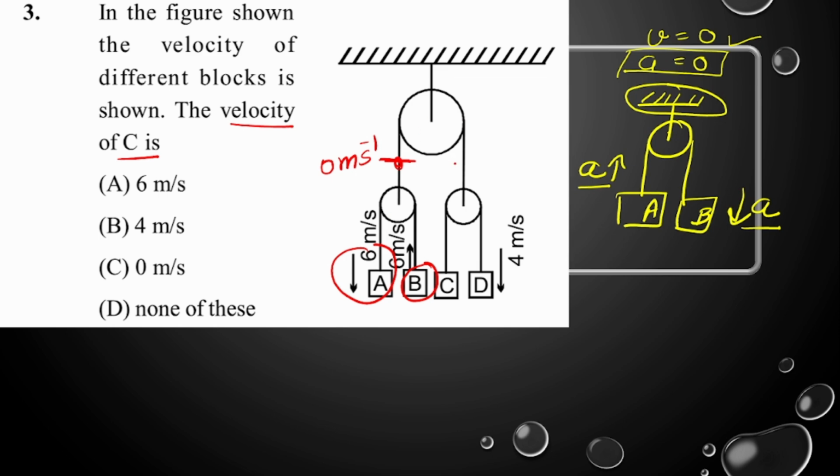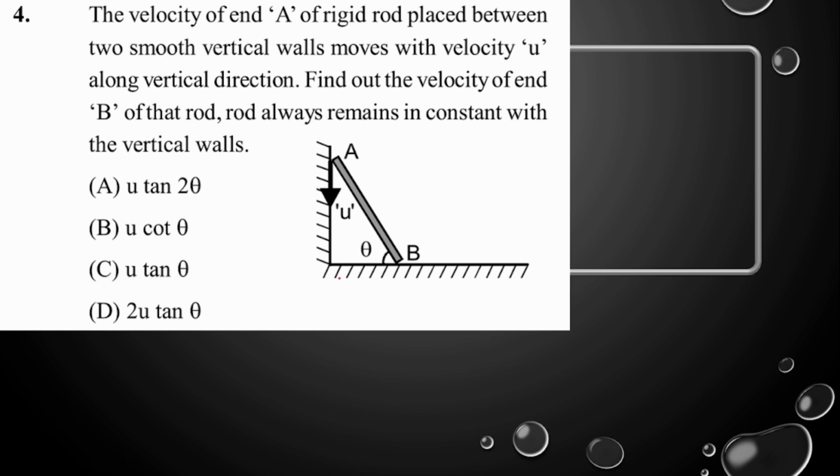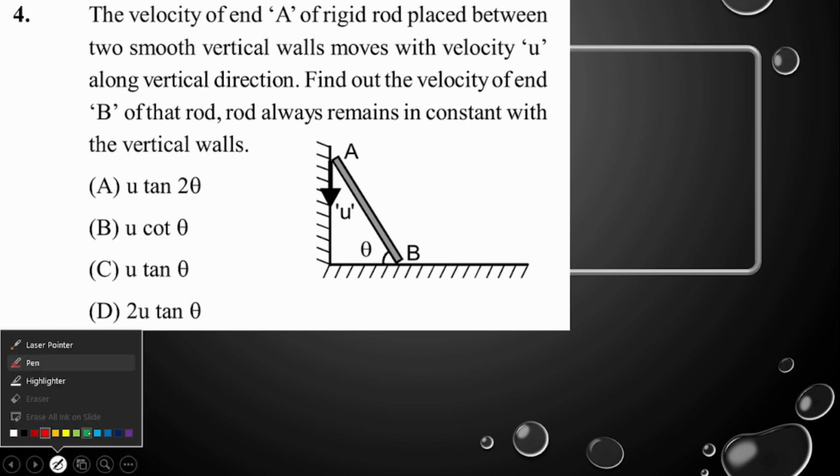So this point is also fixed. So if this point is moving downward with 4 meters per second, then this point must be going upward with velocity 4 meters per second. There is no doubt in that. Okay, and if you still have confusion, then check your fundamentals. You will definitely get the answer in a much easier way. This question is not much difficult.